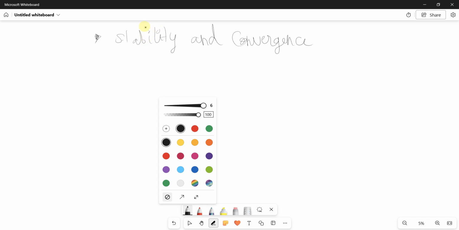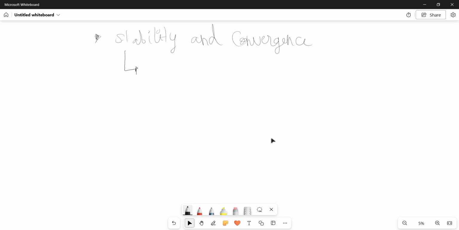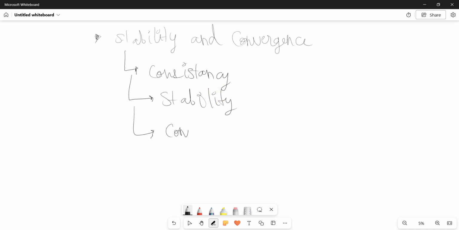Okay, so yeah, what it can be divided into is three parts. So you have consistency, you have stability, and you have convergence. Now what does each of them mean? So we'll start off with consistency.